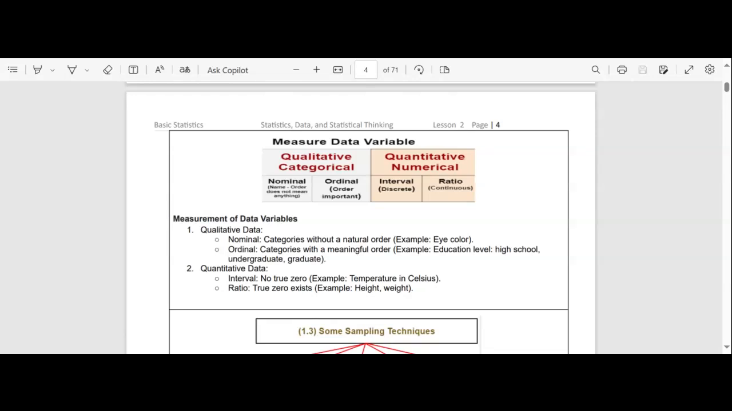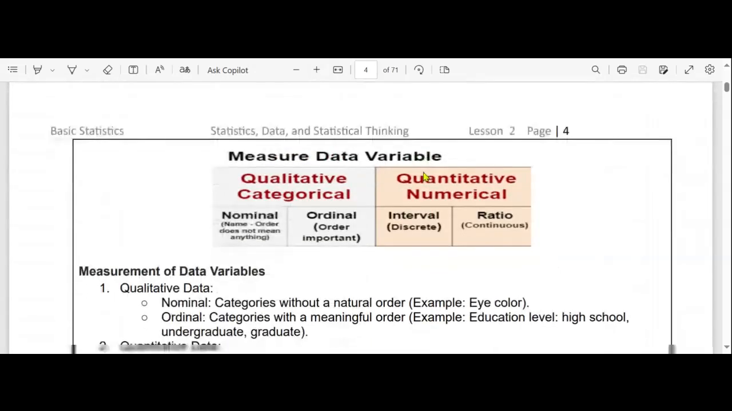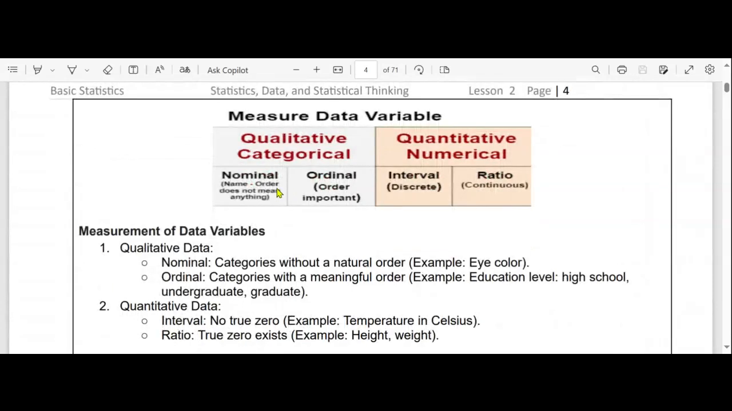Okay. For the quantitative, we have two subtypes. One is called interval, and the other one is called ratio. Okay. I zoom in so you can see it. Clear?